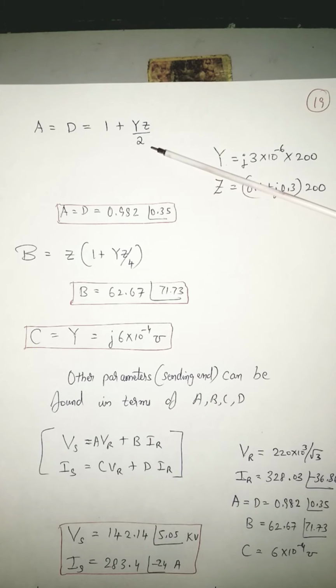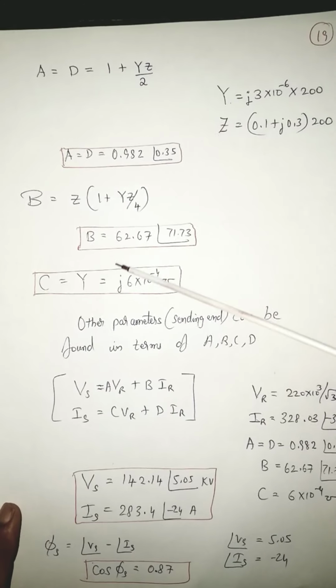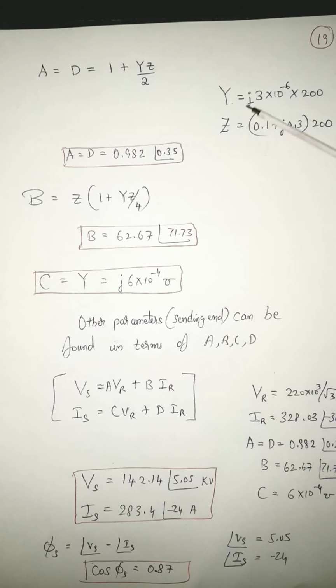So after calculating IR, I know the formulas for A, B, C and D. For a medium transmission line of T model, A equal to D is equal to 1 plus YZ by 2. I already know Y, which is 3 into 10 power minus 6 multiplied by 200. This is admittance per kilometer multiplied by total length 200 kilometer will give me effective admittance. Similarly, impedance, R plus jX multiplied by the total length 200. So this will give me impedance. So 1 plus YZ by 2 will give me A and D. And the formula for B, which we have seen in the derivation, is Z into 1 plus YZ by 4. Since I know YZ, I can calculate B. But C is equal to Y. As per the formula, I have got these values.